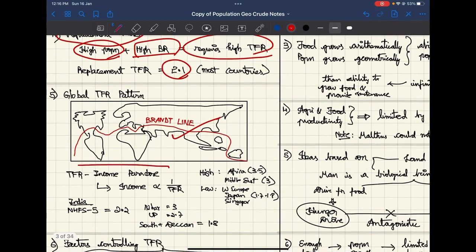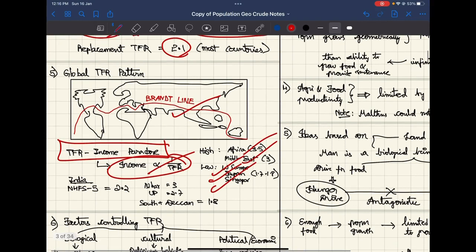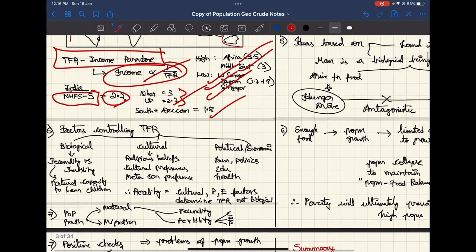There is something called the income TFR paradox. Income is inversely proportional to TFR. Some areas with a high TFR are Africa and the Middle East, and lower in Western Europe, Japan, and Singapore. According to NFHS-5, India has a TFR of 2.2. Bihar and UP have high, while South and Deccan have 1.8 only. So it's lower than the 2.1 replacement TFR.